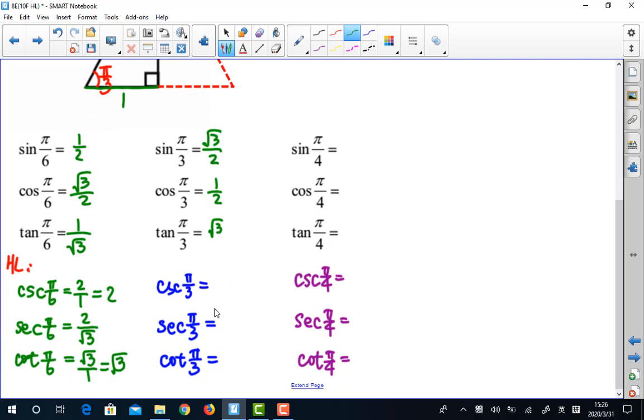HR students also need to know the other 3 trig ratios for pi over 3. Cosecant pi over 3 is the reciprocal of sine pi over 3. So it's 2 over root 3. Secant pi over 3 should be 2. Cotangent pi over 3 should be 1 over root 3.